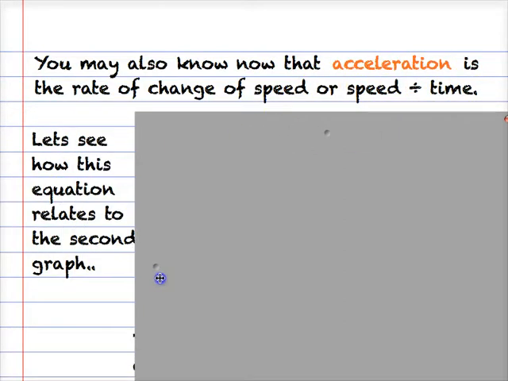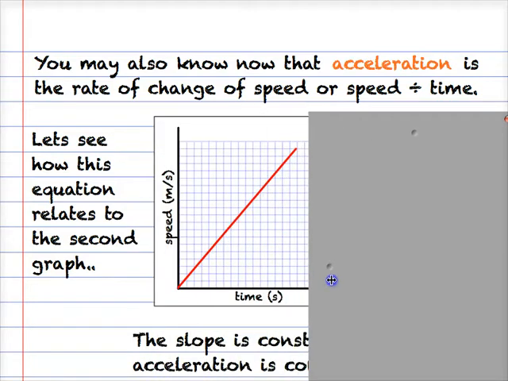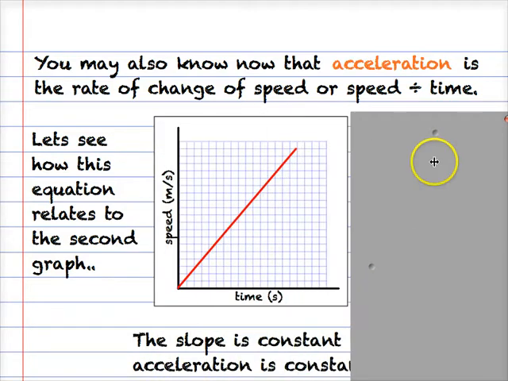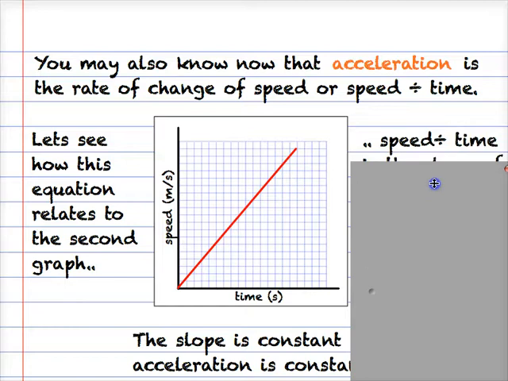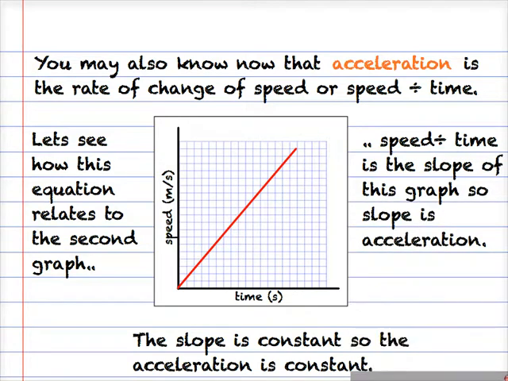So let's see how that equation fits in with the second graph. So there's the second graph. We can see that we have speed and time in the same way as we have speed and time in the relationship. In fact, the slope of this graph is speed divided by time. Rise over run, speed divided by time. So the slope of this graph must be the acceleration.